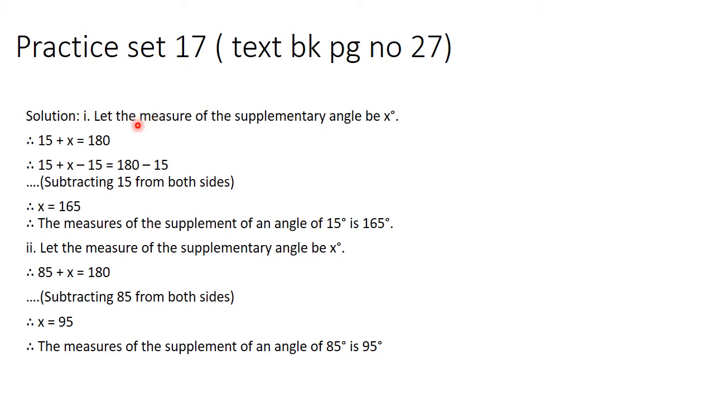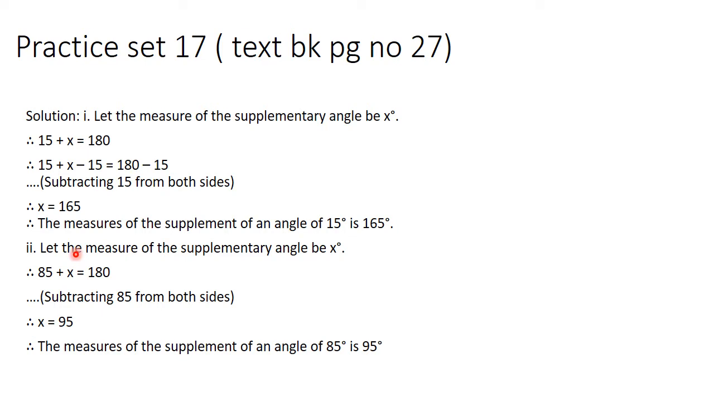So we will be starting with the sums. First sum, 15 degrees is given. So we will write, let the measure of the supplementary angle be x degrees. So 15 plus x is equal to 180, because 15 is given. Now subtracting 15 from both sides, this 15 and this 15 will get cancelled. You will get 180 minus 15 as 165. So the measure of the supplement of an angle of 15 degrees is 165. You can do it this way, or directly you can do 180 minus 15. Then there is no need to write this step, subtracting 15 from both sides.